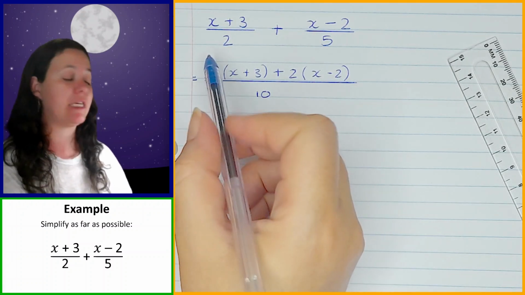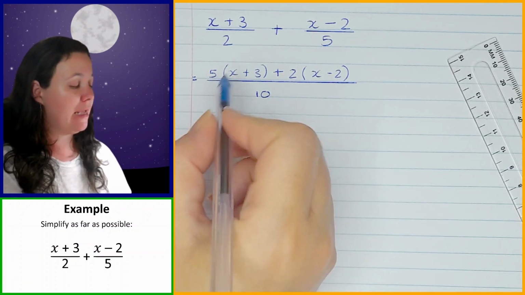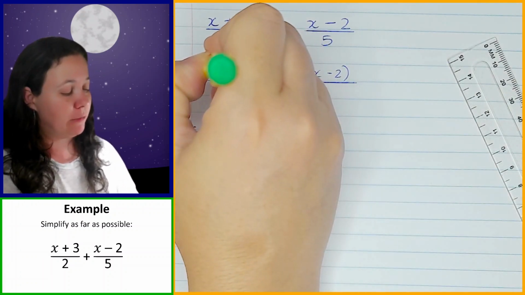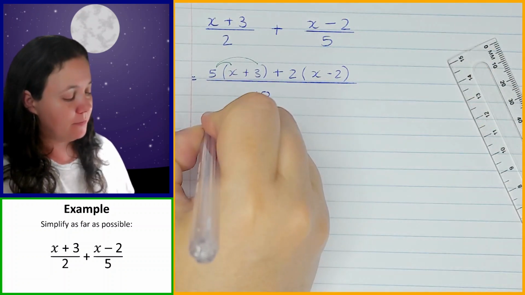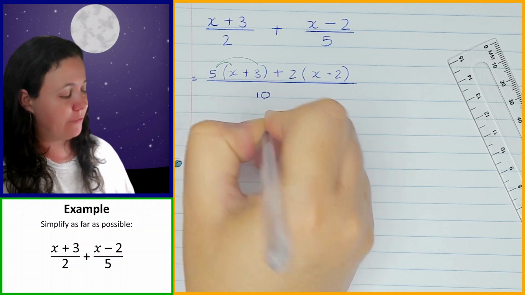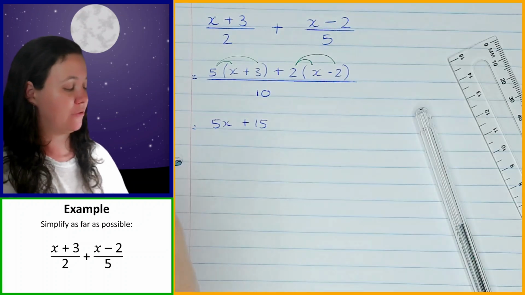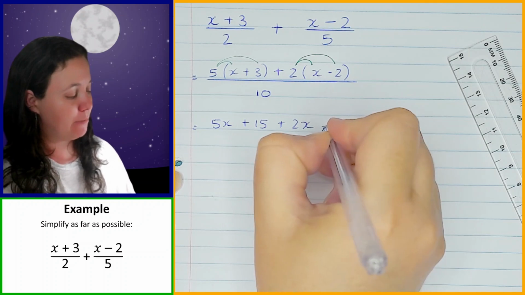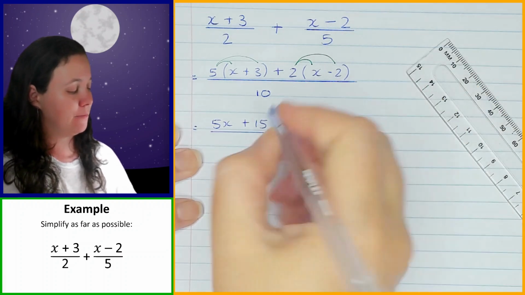Our next step is we need to expand and simplify what is on top of our fraction. So we need to multiply the 5 in. Now remember, we've learned how to multiply into brackets like this. So I'm going to multiply the 5 in there like that. So I've got 5 times x, and that's 5x. And then 5 times 3 is 15, so it's plus 15. Then over here, I've got 2 times x, and then 2 times negative 2. So that's plus 2x and minus 4. And that is all still over my denominator, which is 10.